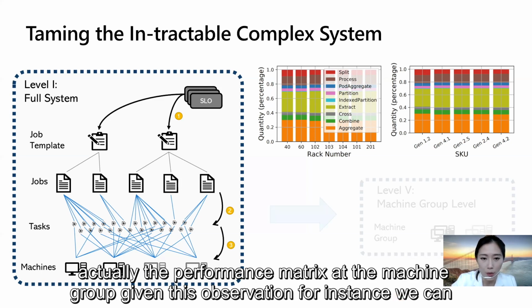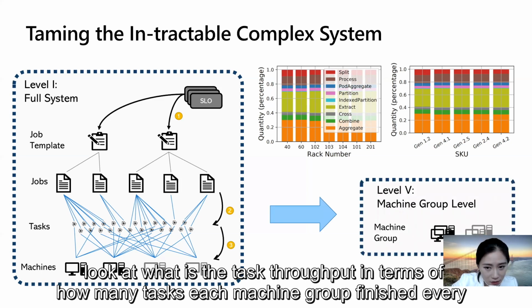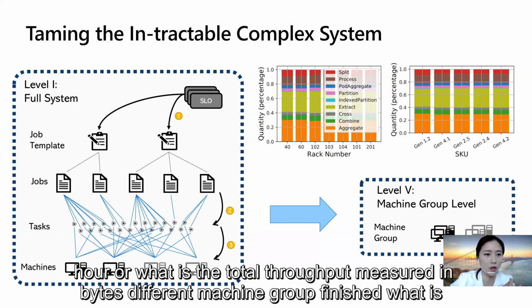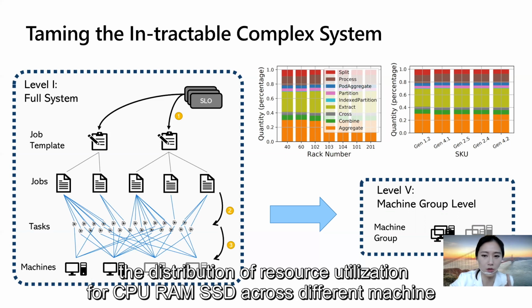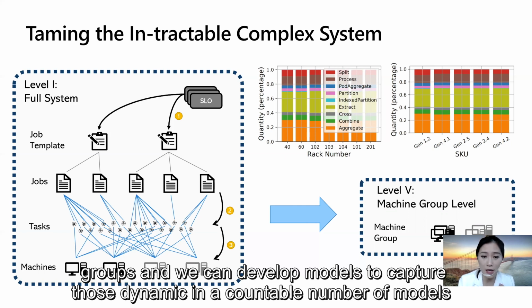For instance, we can look at the task throughput, in terms of how many tasks each machine group finishes every hour, or the total throughput measured in bytes that each machine group finishes, or the distribution of resource utilization for CPU, RAM, and SSD across different machine groups. And we can develop models to capture those dynamics in a countable number of models.